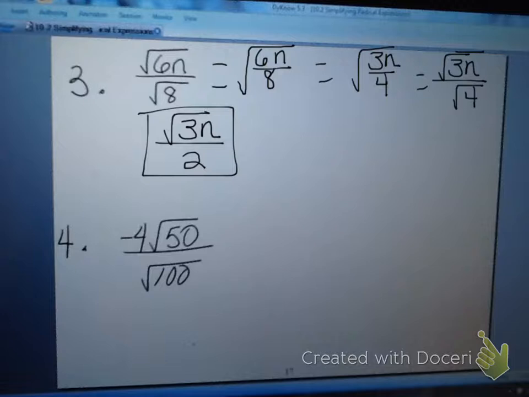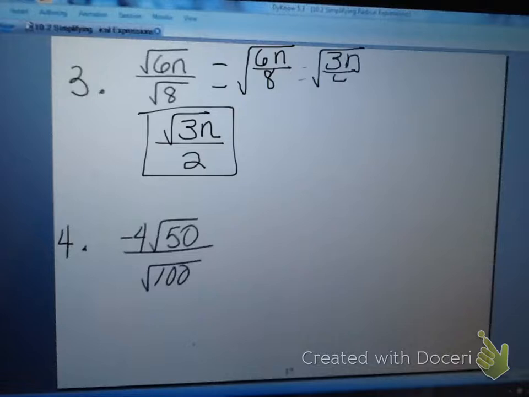Now what if you didn't see that? Let me erase this. Let me scoot this over to give me some more room.